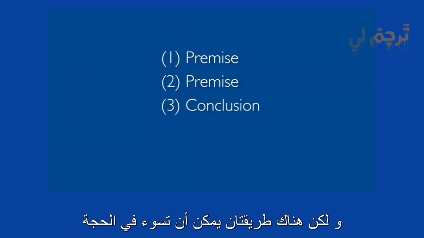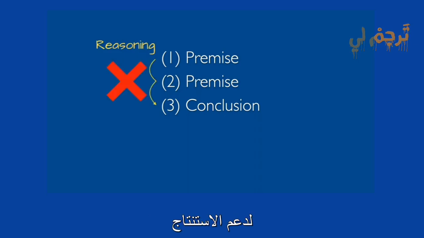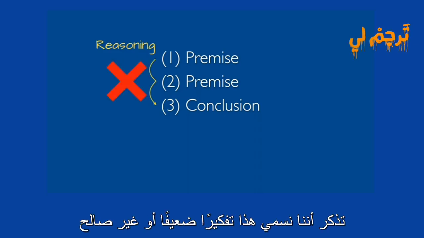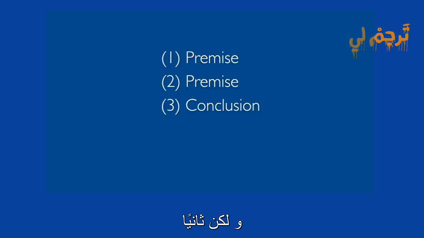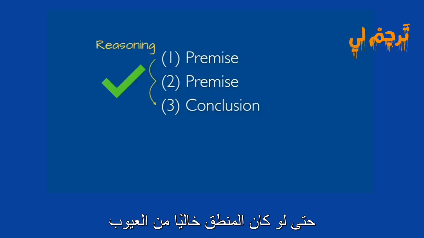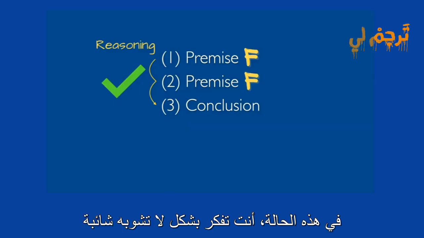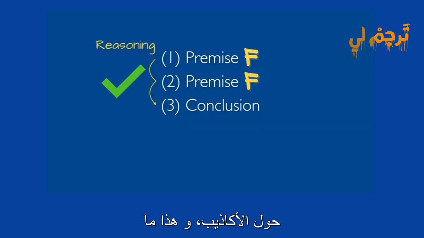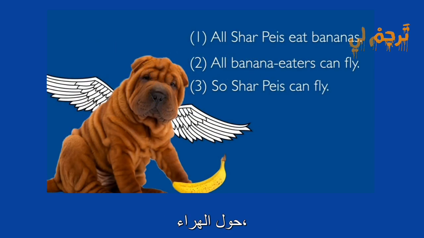But there are two ways an argument can go wrong. First, the reasoning can fail. Premises might fail in their aim of supporting the conclusion. Remember, we called this weak or invalid reasoning. But second, even if the reasoning is flawless, the premises might be false. In that case, you are reasoning flawlessly about falsehoods. That's what happened here. It's perfect reasoning about nonsense.